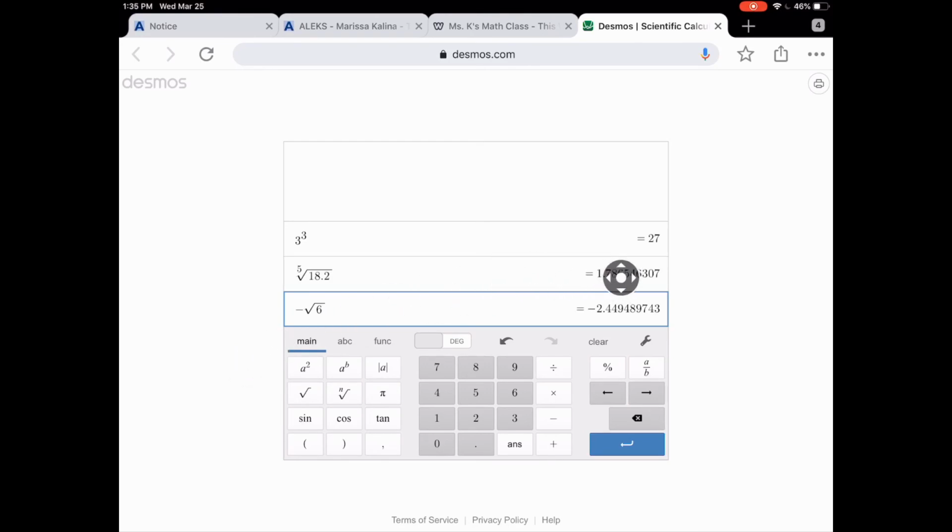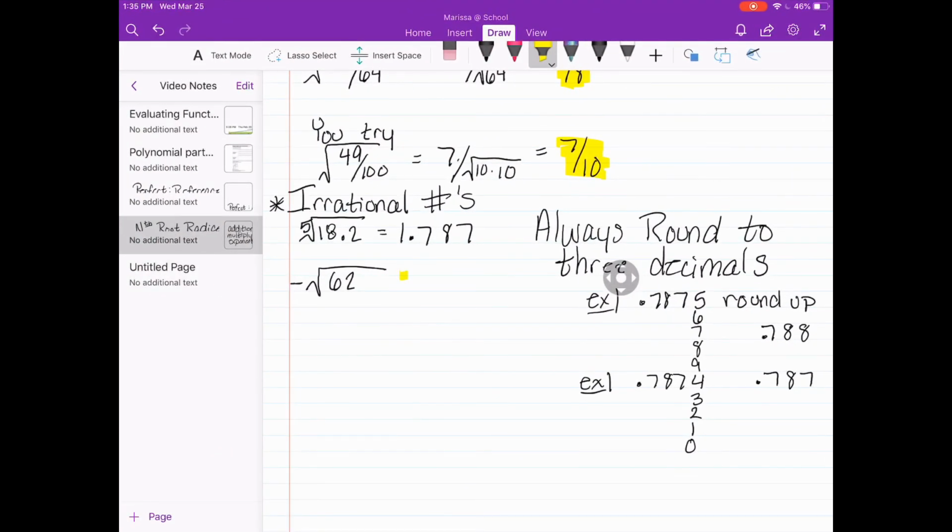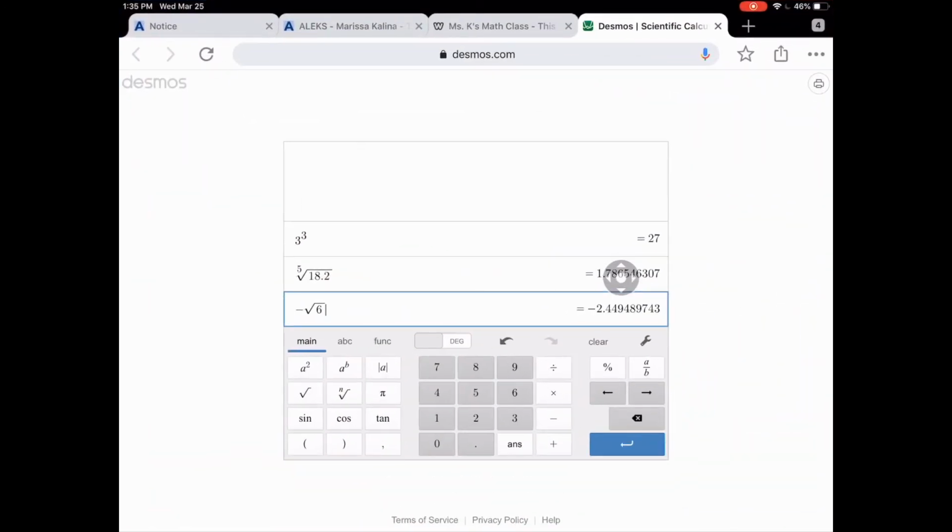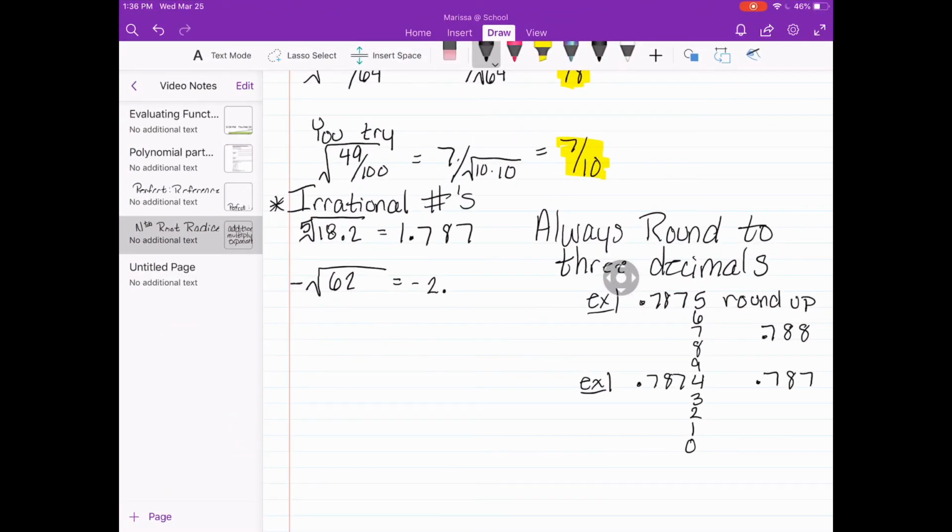So it'll be negative 2.449. Let me make sure I typed that in right. 64, not 6. That was my bad. 62, wow. 62. Negative 7.874, that is what we should get. Negative 7.874. So that is how you're going to get those answers.